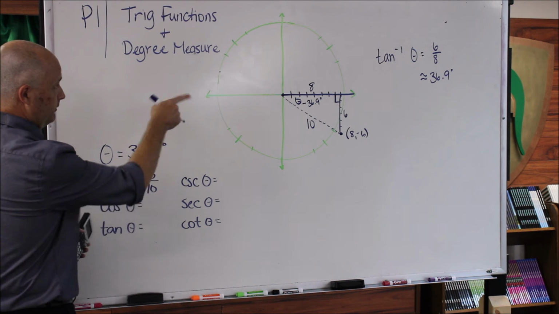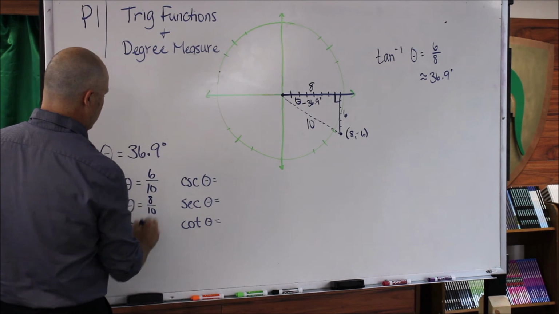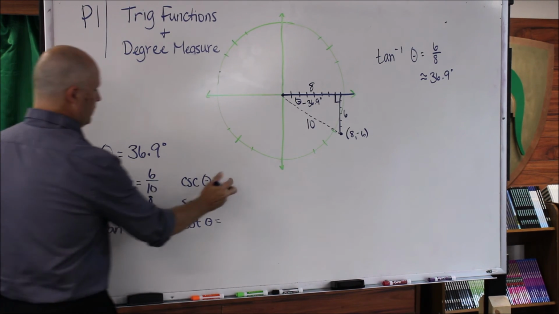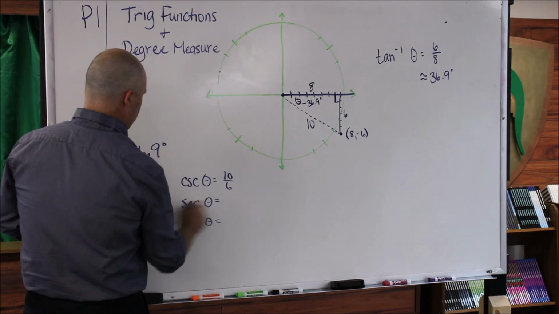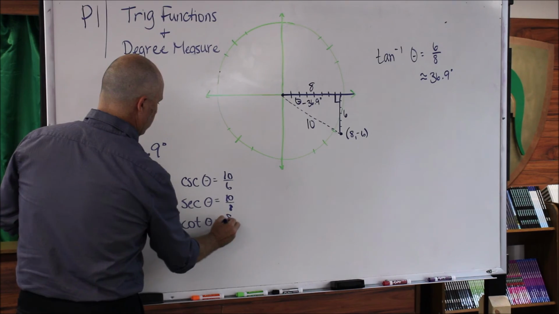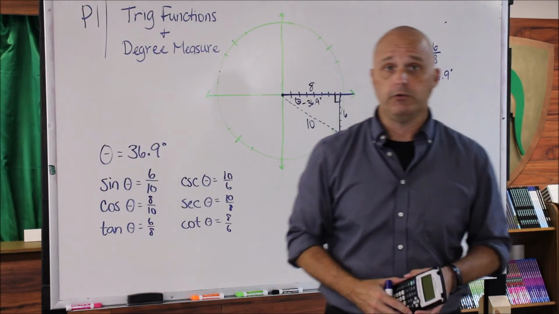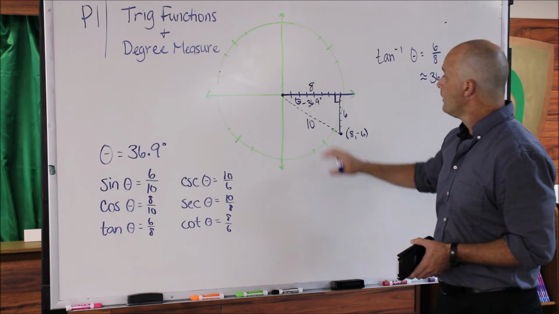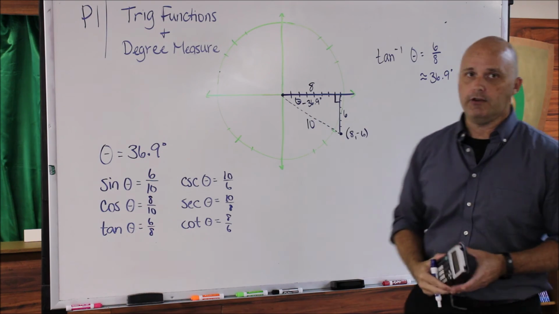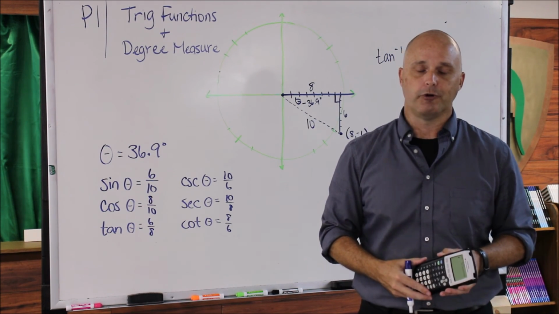Now the next thing we're going to do is the adjacent over the hypotenuse, which is going to be 8 over 10. And then the opposite over the adjacent, which is 6 over 8. Over here, this becomes 10 over 6. This becomes 10 over 8. And the cotangent becomes 8 over 6. Okay? And it's really that simple. All you've got to do is create a right triangle, label your distances, find the third side, and then you can use all of that information to find the angle measure that you're looking for.